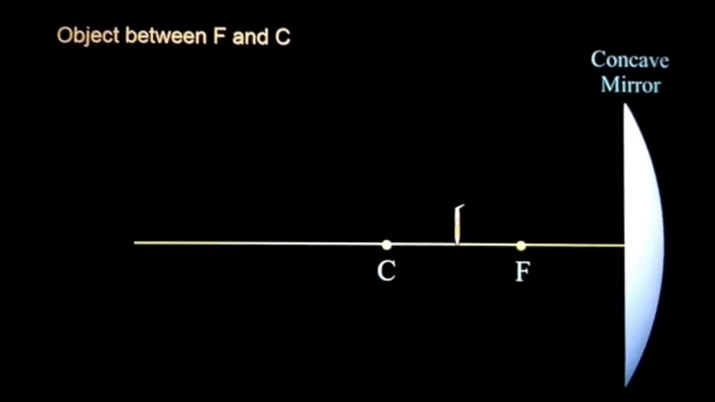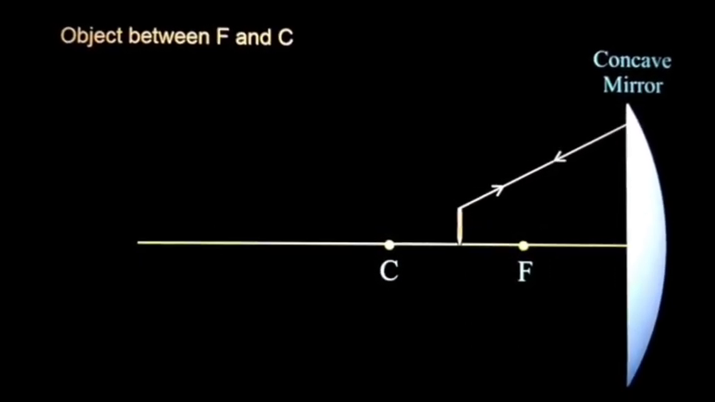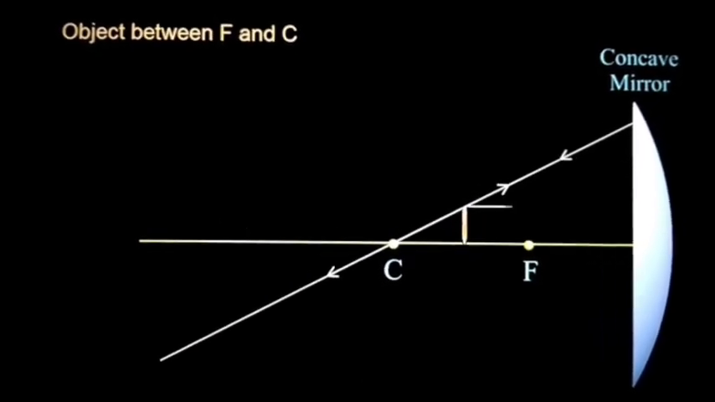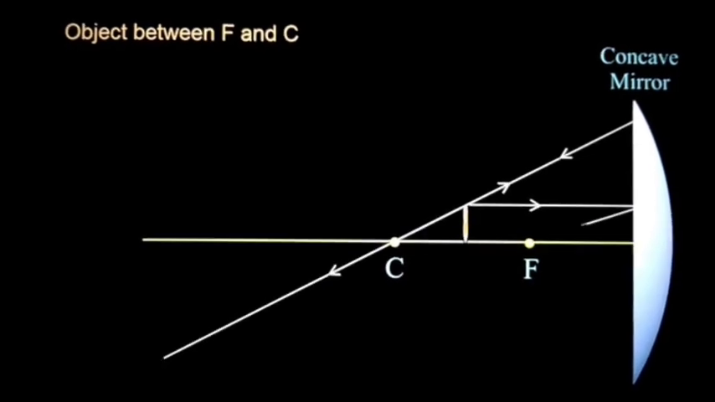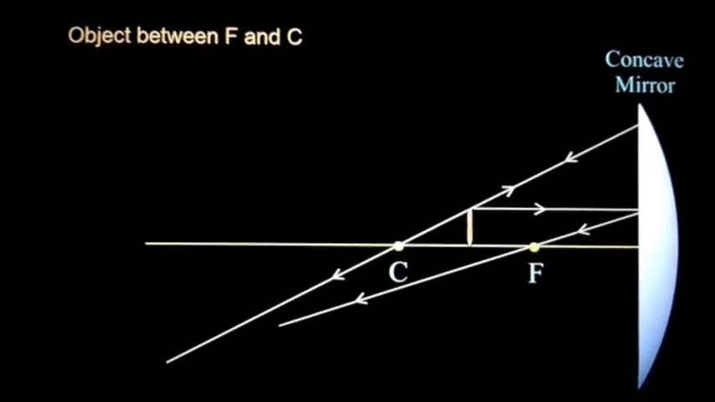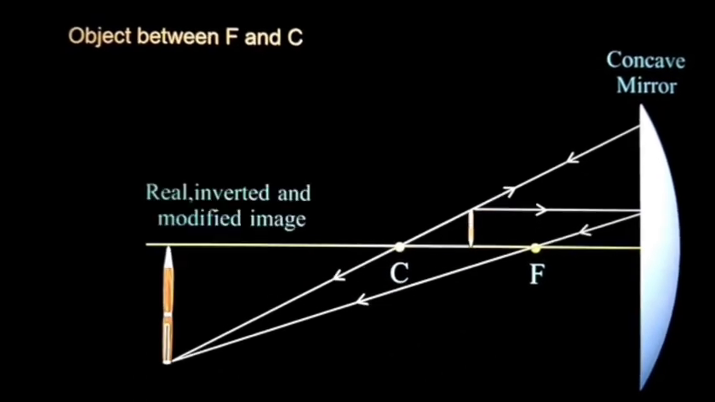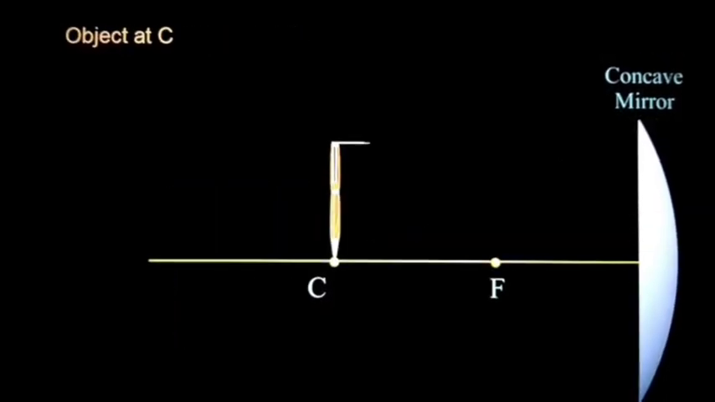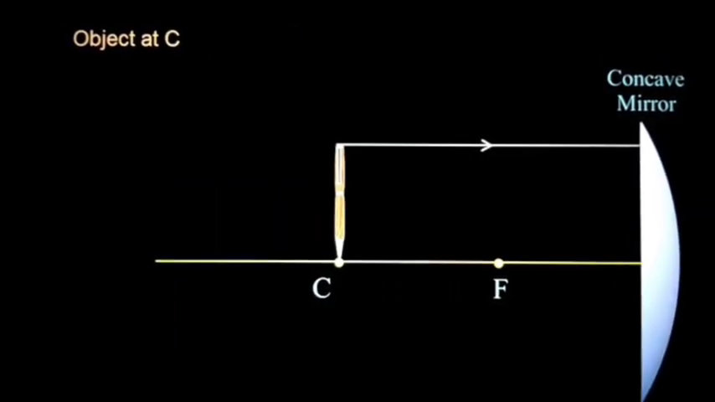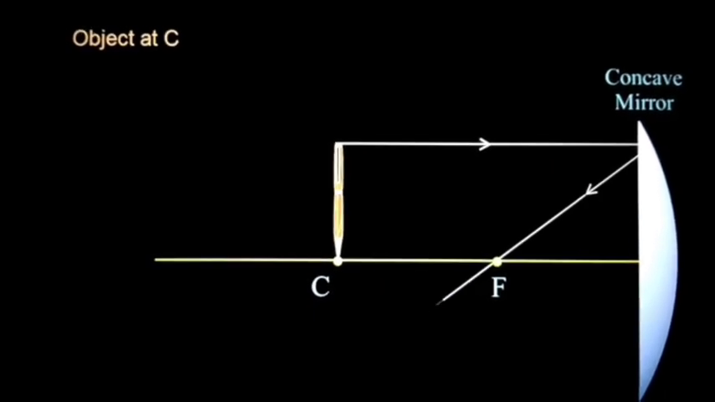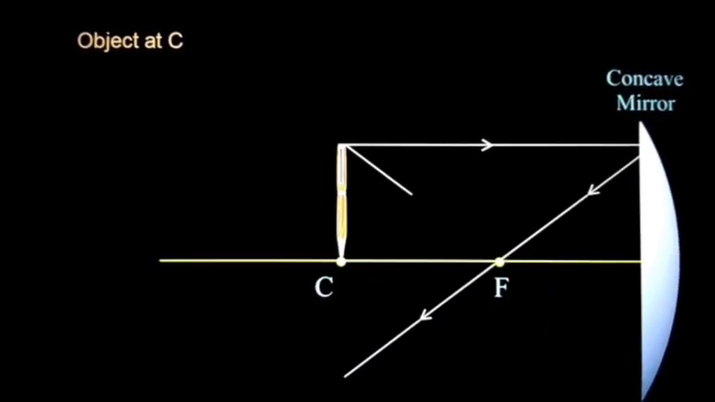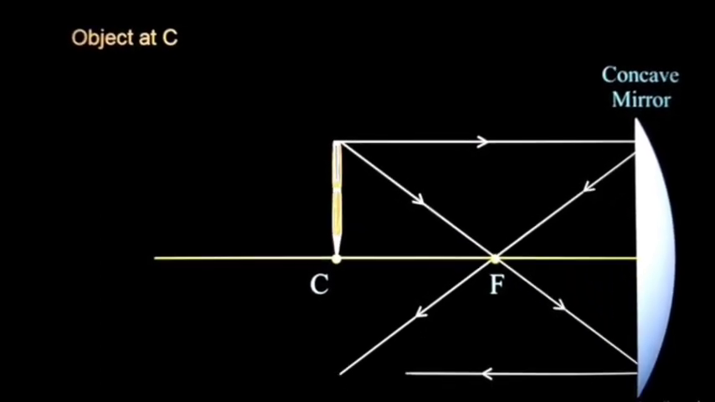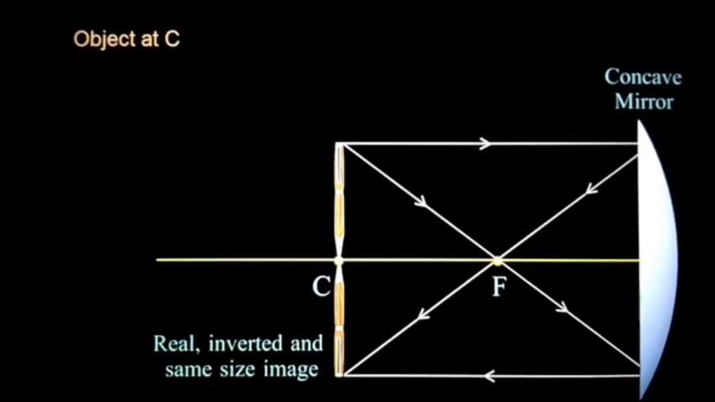Now the object is between C and F for the concave mirror. Then we get the image beyond C. The image type is inverted, real and magnified. Now the object is kept on the C. Then we get the image real, inverted, on the C, and having the equal size of the object for the concave mirror.